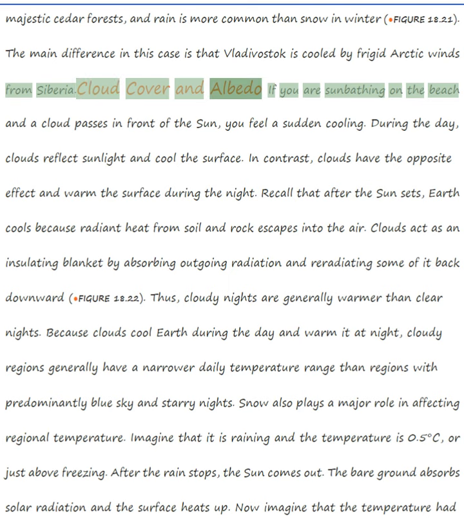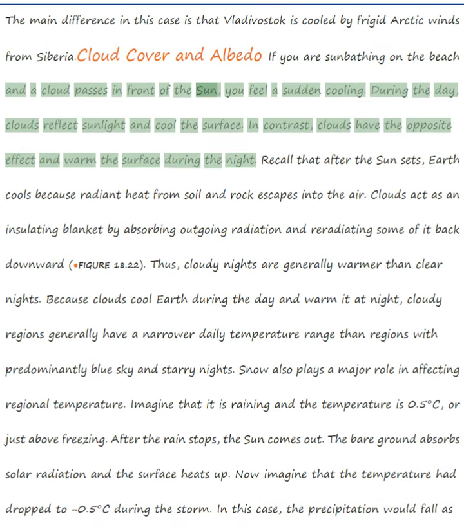Cloud cover and albedo. If you are sunbathing on the beach and a cloud passes in front of the sun, you feel a sudden cooling. During the day, clouds reflect sunlight and cool the surface. In contrast, clouds have the opposite effect and warm the surface during the night.